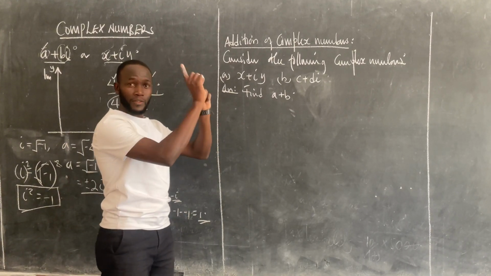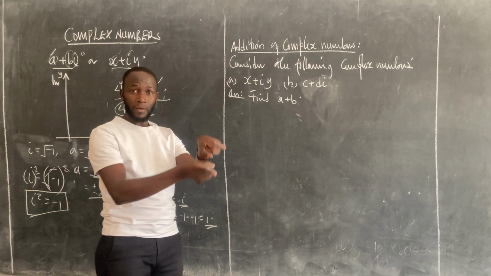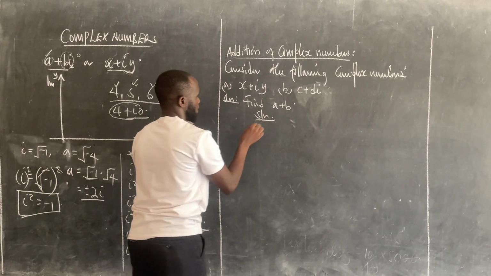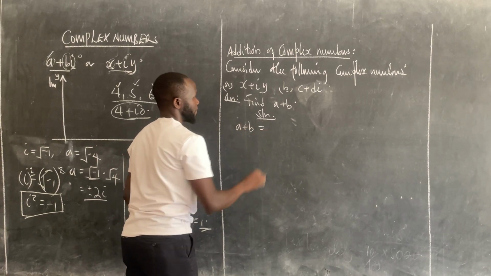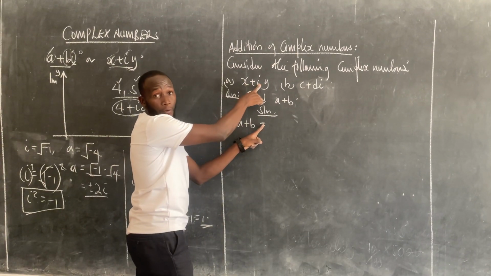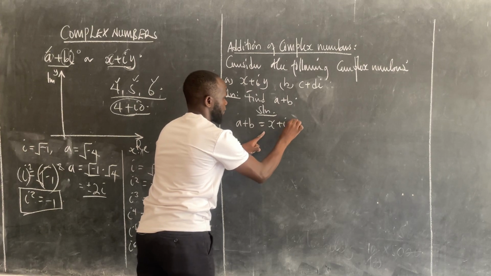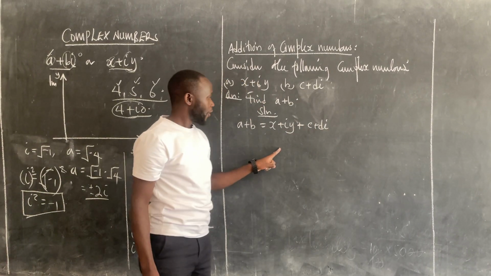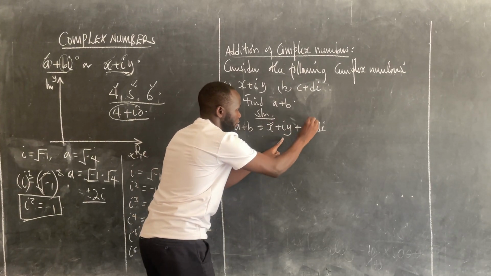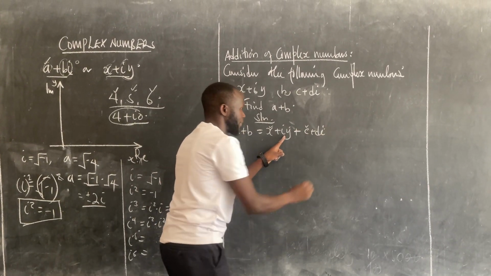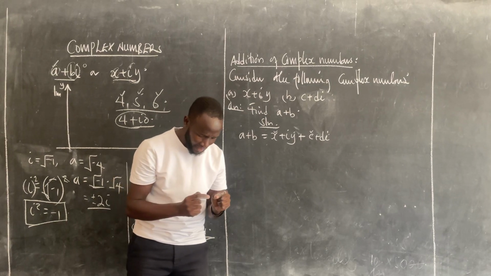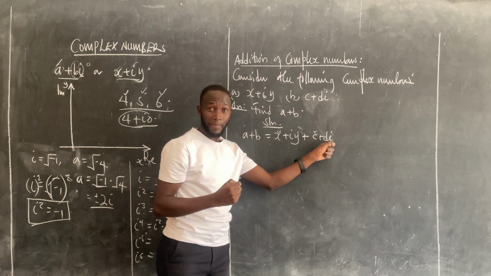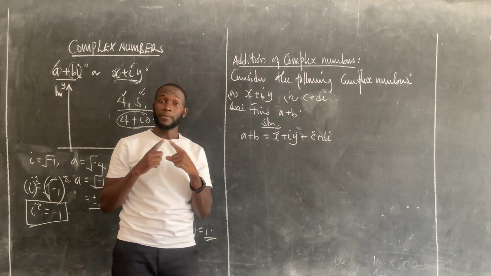Just like you're adding i component to i component, j to j component and k to k component. So we shall have in the solution, a plus b shall be the same as a is x plus iy, so it is x plus iy plus b, which is c plus di. Now, when you look at this, this is a real part, this is an imaginary part, and we've said if we are adding complex numbers, add real to real, imaginary to imaginary. So what you do now, collect like terms.